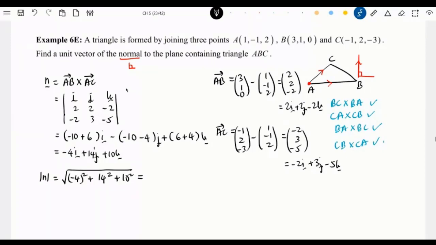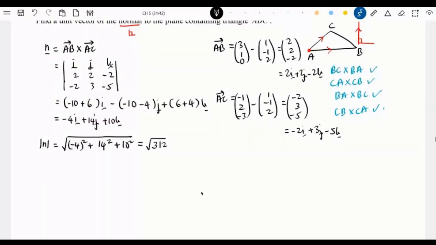Square root 312. 300 and 12. Berapa? 12, okay. So dia tak boleh simplify eh? Boleh simplify tak? 2 square root 78. Okay, 2 square root 78. Okay, so make sure in the simplest form, okay?